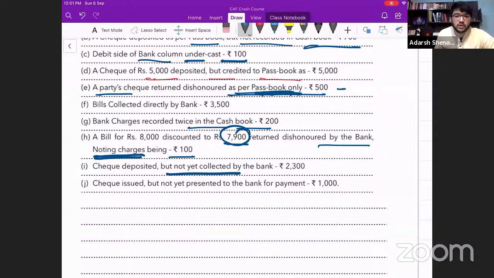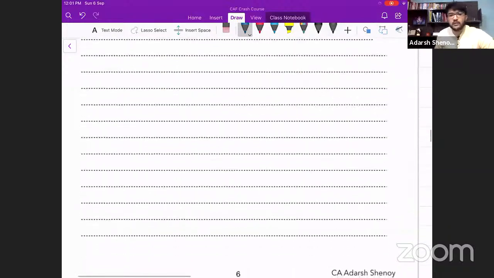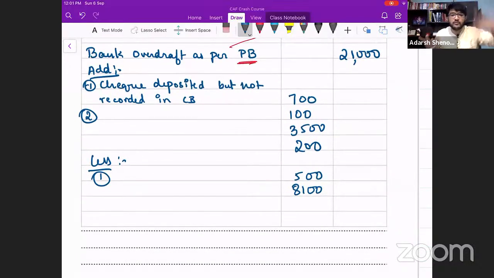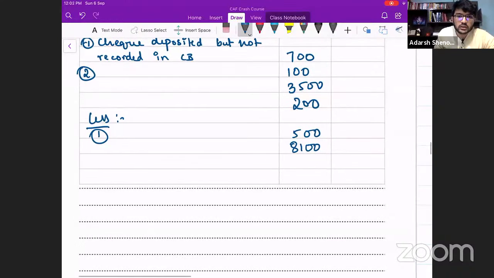Check deposited but not collected by the bank. Which book has moved because of this? Cash book has moved because of this. Upwards or downwards? When you deposited the check, you had put it upwards. The starting point is cash book. Now, what should you do if the starting point is cash book? You have to minus. How much is the amount? Can someone tell me the amount? 2,300.